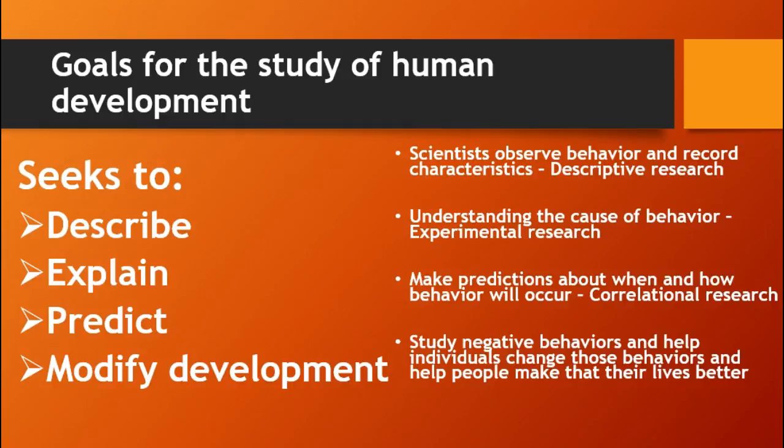This way, scientists study negative behaviors, which helps individuals change those behaviors, and it is intended to help people make their lives better by changing that behavior. Those are the goals of studying human development: to describe, to explain, to predict, and to modify.